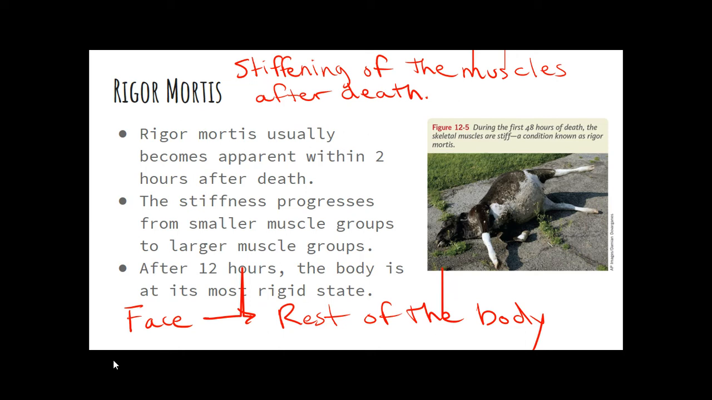So the muscles are made up of cells. Those cells are going to go through that autolysis or self-destruction, and that's going to break them down over time. Once the muscle breaks down, it's starting to dissolve. It's no longer able to stay in that stiffened state. So it will relax as it decomposes.